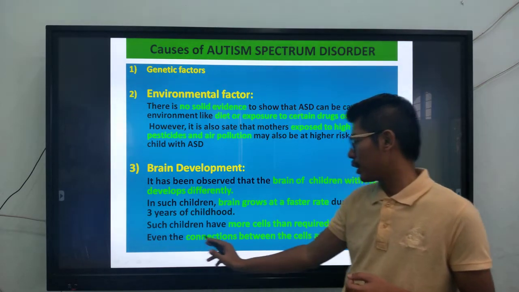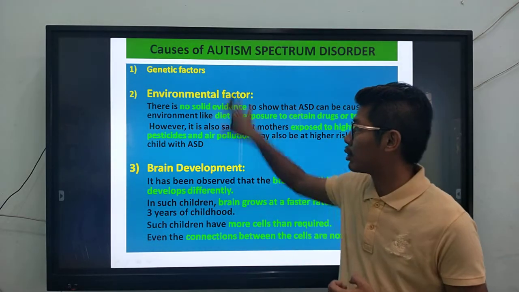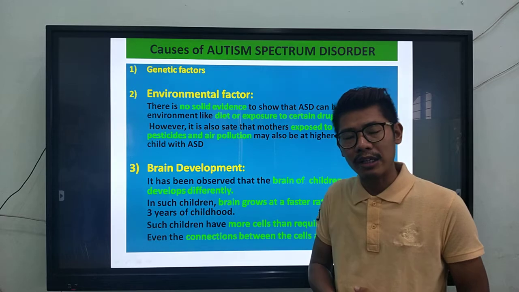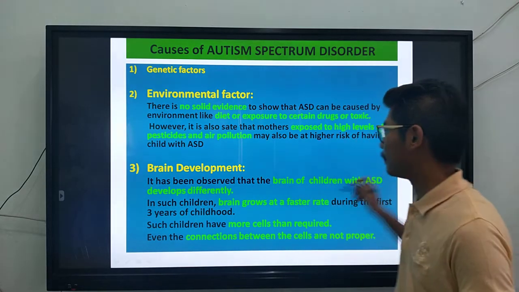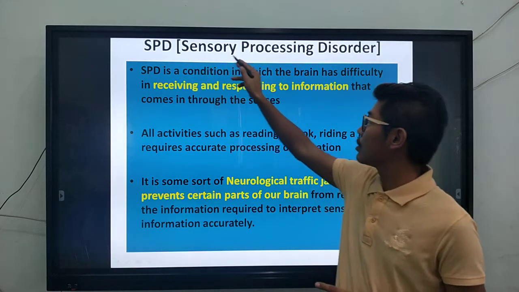Then after that, even the connections between the cells are not proper. So these are some of the causes of autism spectrum disorder, why children are affected with this kind of autism spectrum disorder. Next one, we'll discuss SPD, which is called sensory processing disorder.